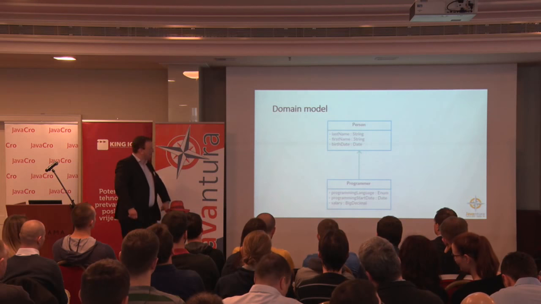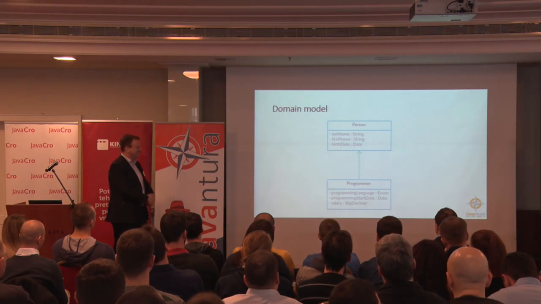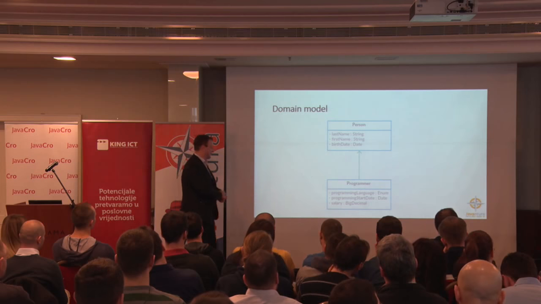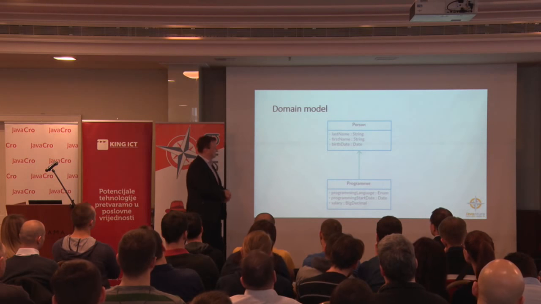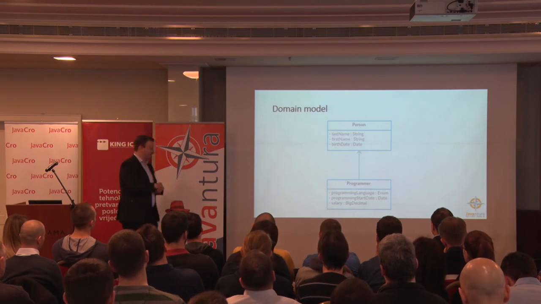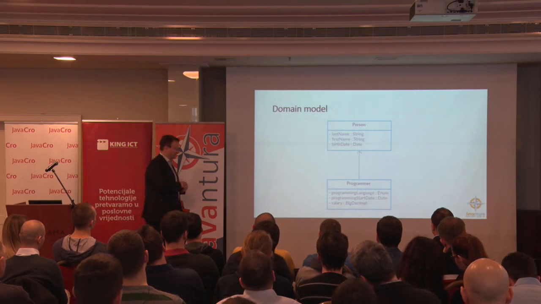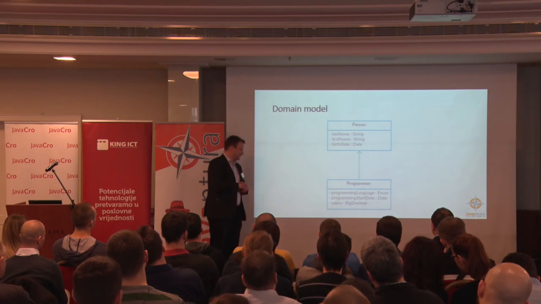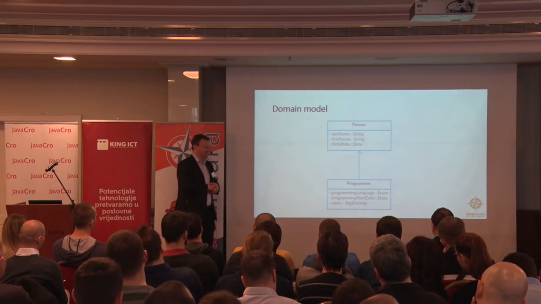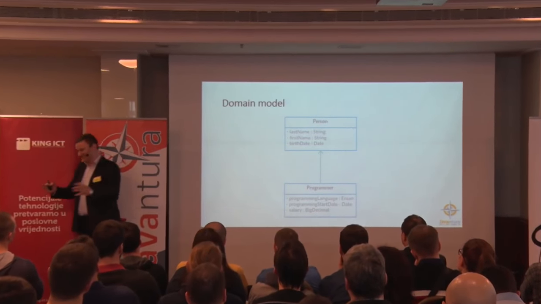This is my domain model. I had an abstract person class and a programmer class. The person class has a last name, first name, and birth date, and the programmer class has a favorite language as an enumeration, a start date, and a salary. The most important things in our lives.